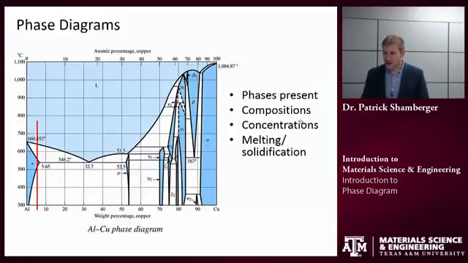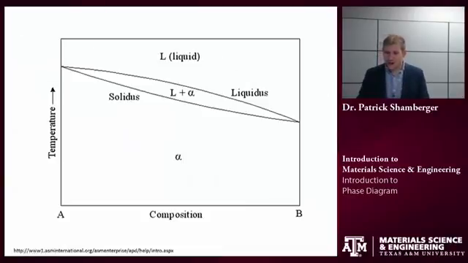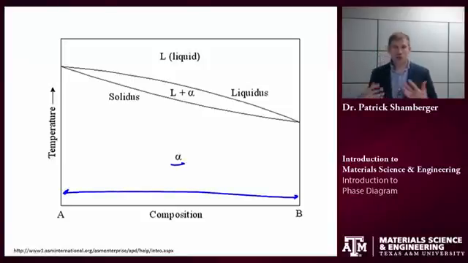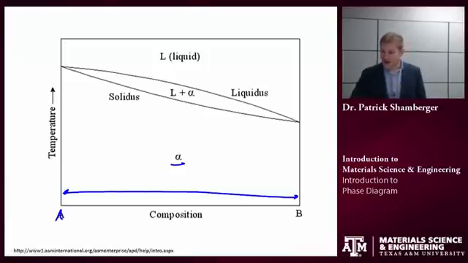We're going to start with something a little bit simpler, and this is called an isomorphous binary phase diagram. Isomorphous means there's a continuous solid solution, and that means that from one end to the other, at low temperatures, we have a single phase present. Binary is just referring to the fact that there are two components in the system. So this is an isomorphous binary phase diagram.